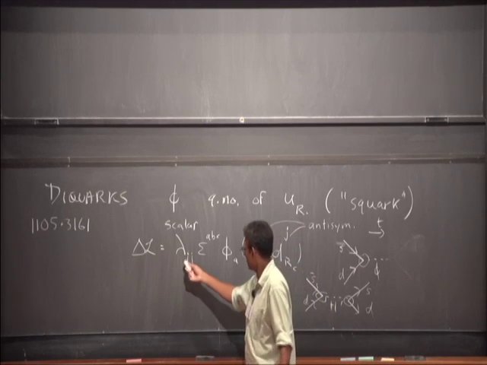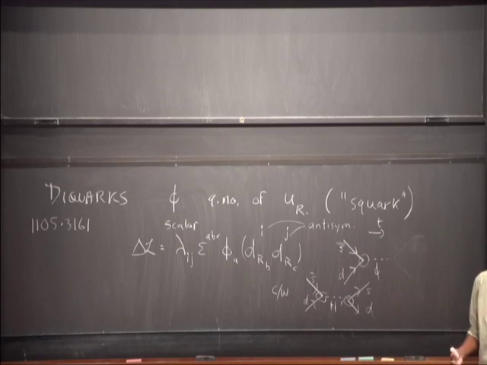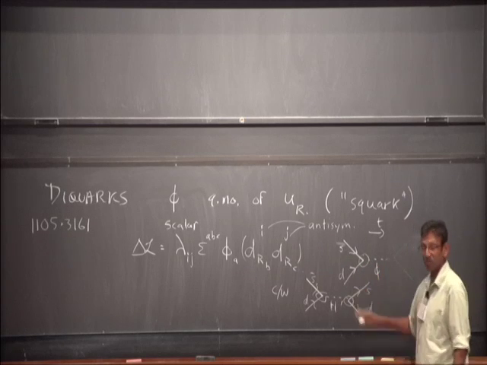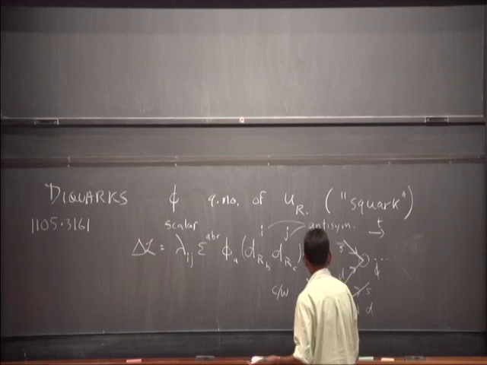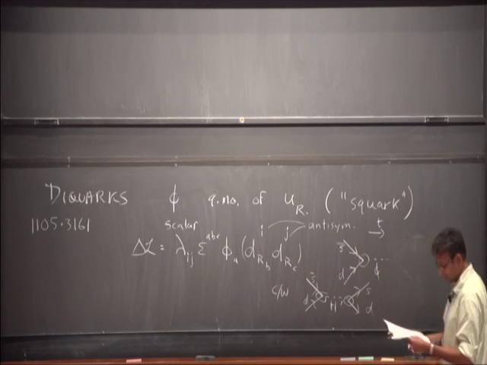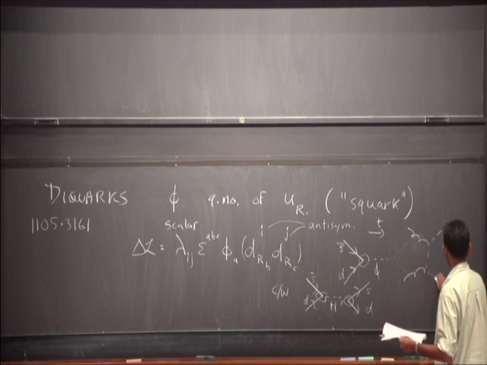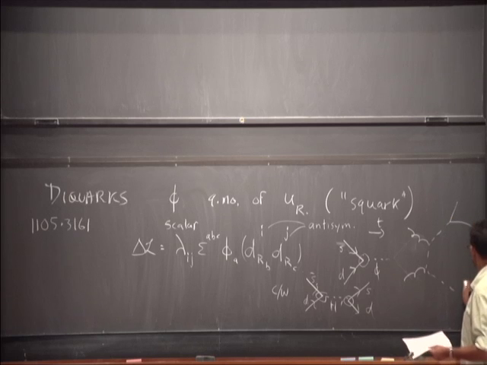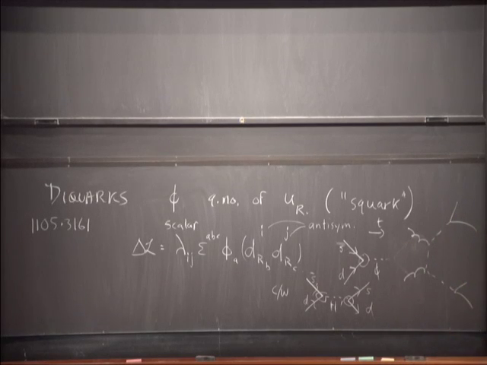Okay. But even the 1-2, which looks like it might be dangerous because the first and second generations are the best tested in some sense, is remarkably safe. Okay. Now, therefore, you can imagine producing it singly. You can imagine pair producing it, and then looking at these as decay modes. And of course, it's interesting to think that the third generation might show up and so on.